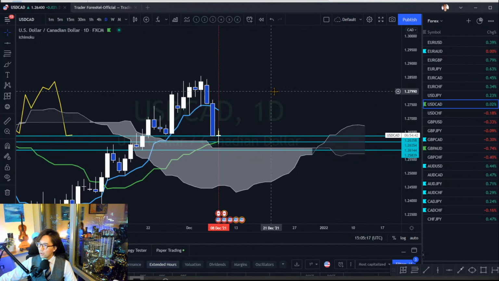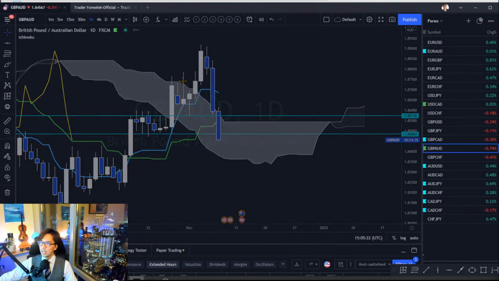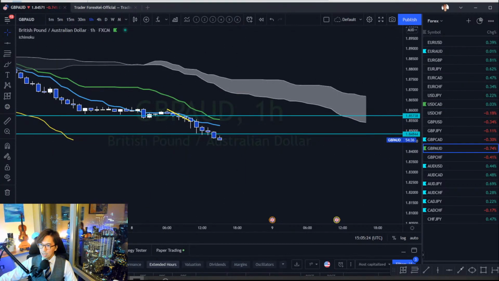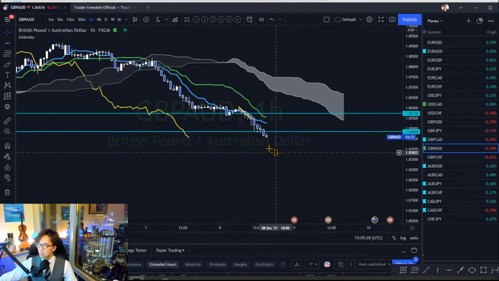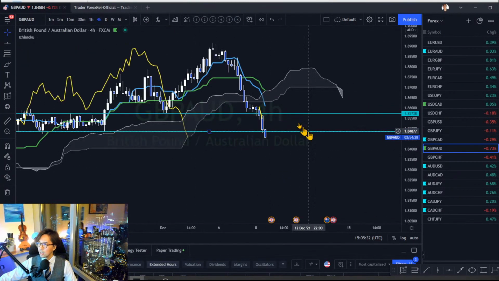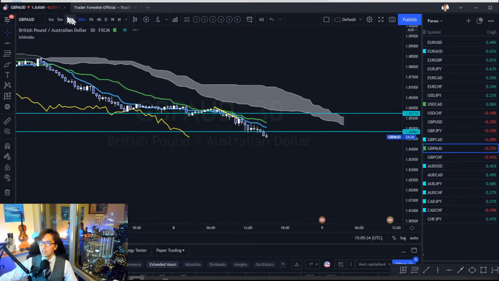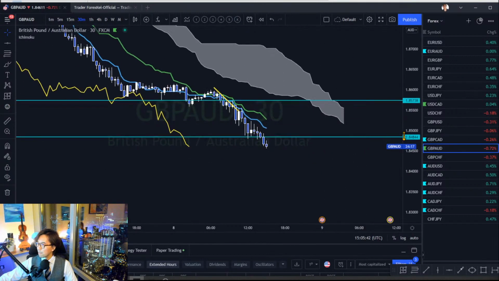And let me check Pound AUD. Pound AUD was also bearish in 1 hour. And oh, looks like it broke the support. Pound AUD broke the support. The 1 hour chart is going down. And in the 4 hour chart, it's also going down. And in 30, it's going down also. So looks like Pound AUD is a good market to look for a sell chance right now.